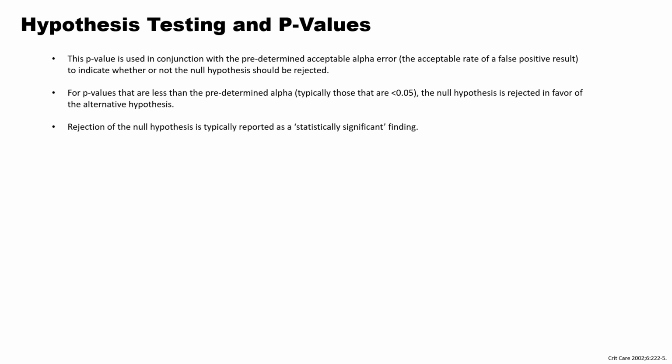So the p-value is used in conjunction with a predetermined acceptable alpha error to indicate whether or not the null hypothesis should be rejected. For p-values that are less than the predetermined alpha, typically those that are less than 0.05, the null hypothesis is rejected in favor of the alternative hypothesis. Rejection of the null hypothesis is typically reported as a statistically significant finding.